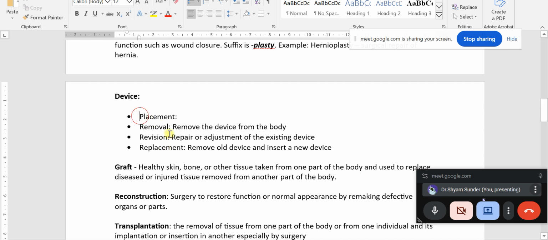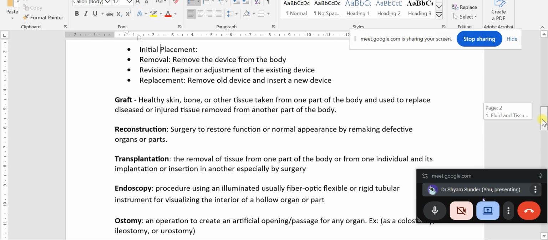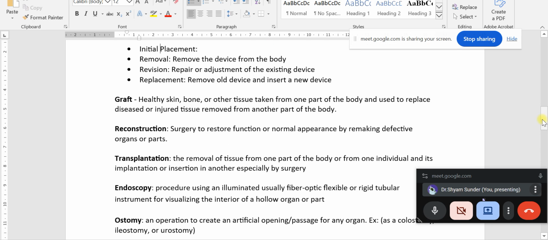So this is initial placement. What you can write. It can be catheter also. Graft, graft, right? This is again replacement. This is replacement of the tissue, body tissue. That is graft. Examples: skin graft, CABG, coronary artery bypass graft, where graft is placed inside the body.